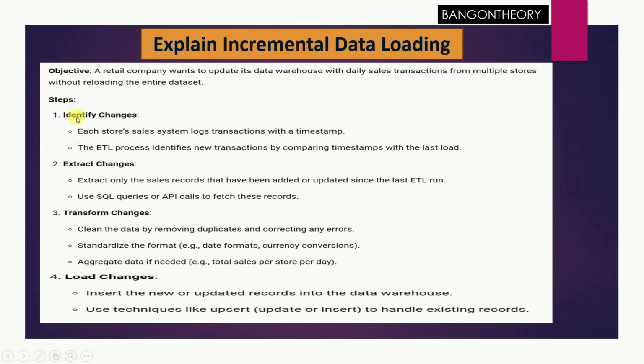So the steps are: the first step is to identify changes. For that we must have a particular identifier column. In this case, we have a log transaction with a timestamp. So the ETL process identifies the new transactions by comparing the timestamp with the last load, and then extracts the changes as per this column, extracting only the sales records that have been added or updated since the last ETL run as per the timestamp, and uses SQL queries or API calls to fetch those records from the ERP or from the source system.